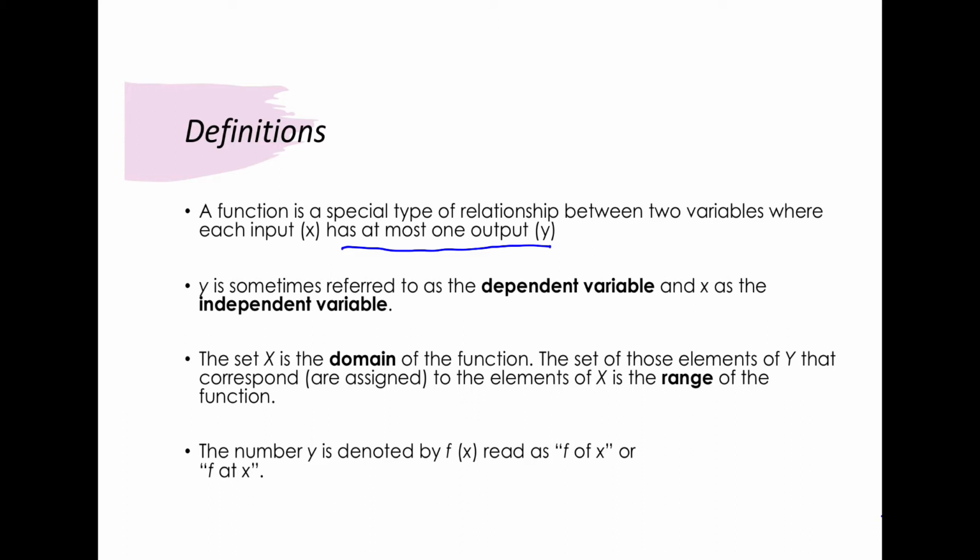As you've seen in the past, a lot of times we refer to y as the dependent and x as the independent. So y is the output of a function where x is our input. And because y is dependent on what x's value is, we call y the dependent and x the independent.